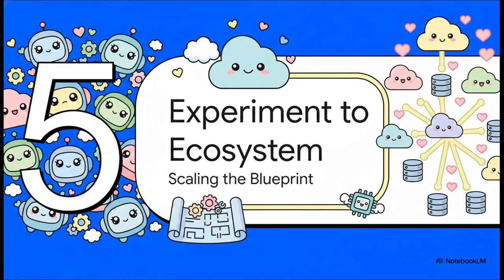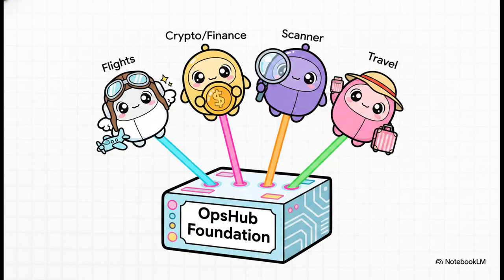All right, now we reach our final section, number 5, from experiment to ecosystem. Let's look at scaling this blueprint up. This is where we shift our focus from this single flight spot bot to what this all really means for a builder. Because the true beauty of going through all of this rigorous standardization is that this single blueprint flawlessly scales. The exact system designed for the BWI flight spot is the very same foundation supporting an entire massive fleet of regional and financial bots in the OpsHub ecosystem.